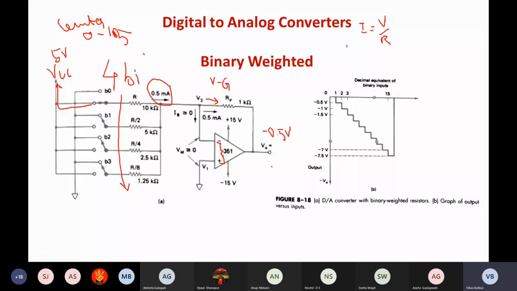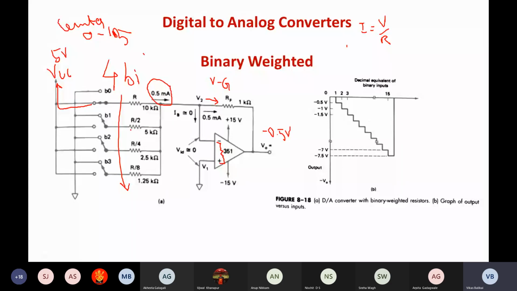Now suppose that switch B1 is closed. Let's say I close this B1 and let B0 be open. Then this entire setup connects VCC to R by 2. So under that scenario, what will be the current? The resistance is R by 2, so the resistance is halved, and the current doubles. Where 0.5 milliampere was flowing earlier, now 1 milliampere flows. So when this is open and this is closed, it becomes 1 milliampere.